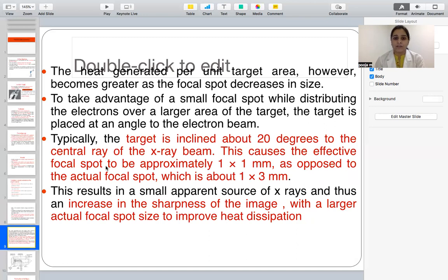To take advantage of this, the target is inclined at 20 degrees so that the effective focal spot size becomes 1 by 1 mm. With this inclination, the focal spot size is reduced, and the surface area available for the central X-ray beam is larger, so the heat produced during this process is dissipated better. All of this results in a small apparent focal spot size, increased image sharpness, and improved heat dissipation.